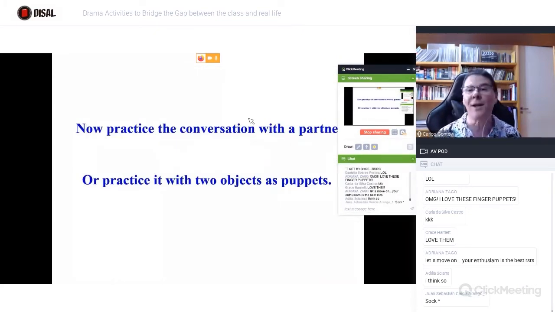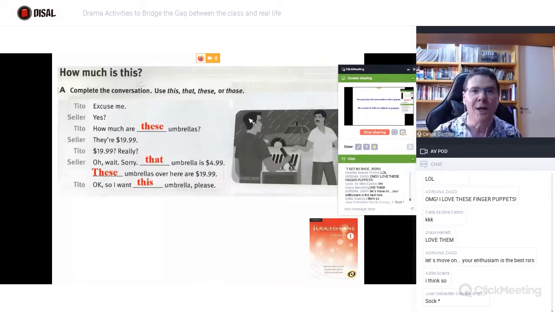If you are working on Zoom, you can put students into breakout rooms. They can work in pairs. Or if you only have one student, you can have them practice with puppets. So now it's your turn. You're going to practice this conversation with two puppets. Yes, somebody said you can use a sock. Yes, you can use a sock as a puppet. Go.